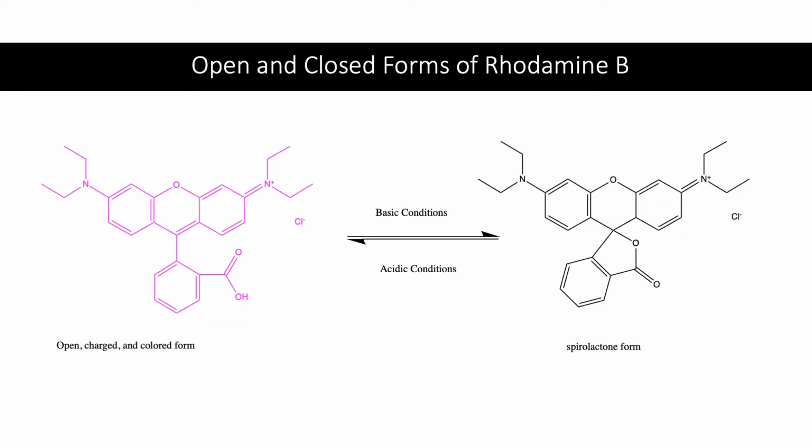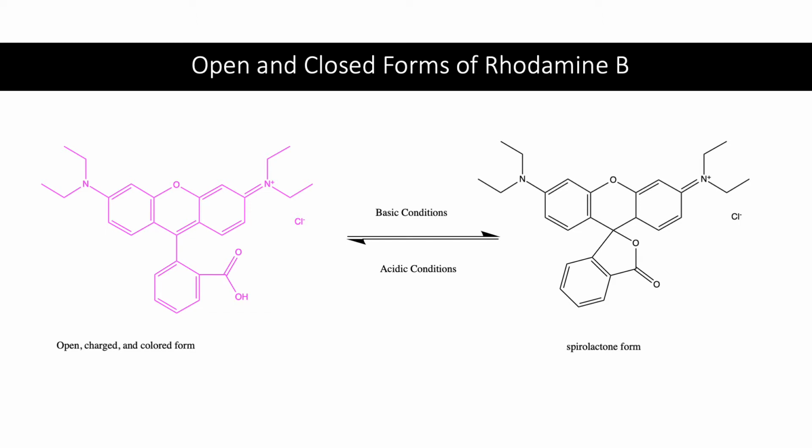To begin with, I would like to discuss the two forms of rhodamine B that we have seen while working on our synthesis techniques. There's an open and closed form of this structure, and the pink structure on the left is the open and charged form of rhodamine B, and this is the form that is also colored, hence the pink for the structure, and this is a very pink dye. And this is shown in acidic conditions.